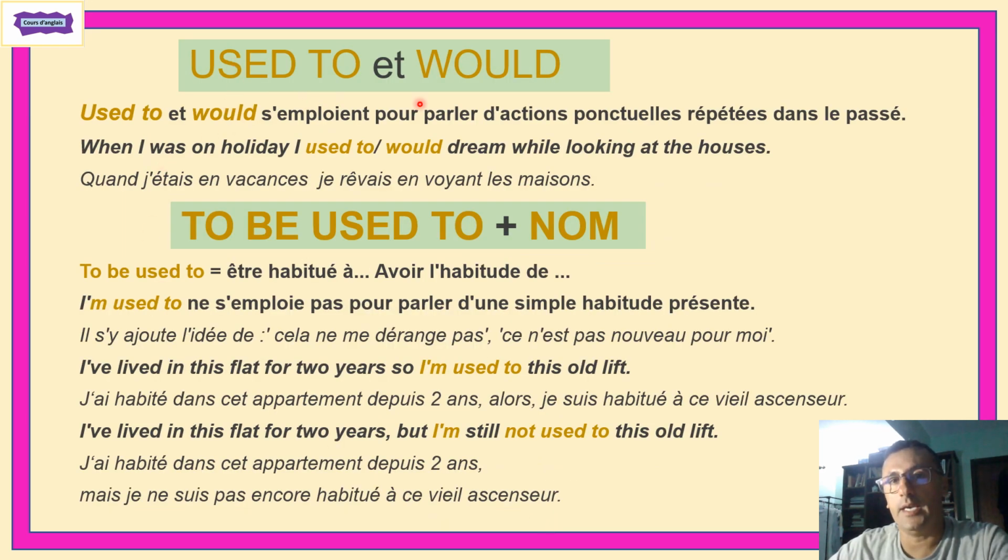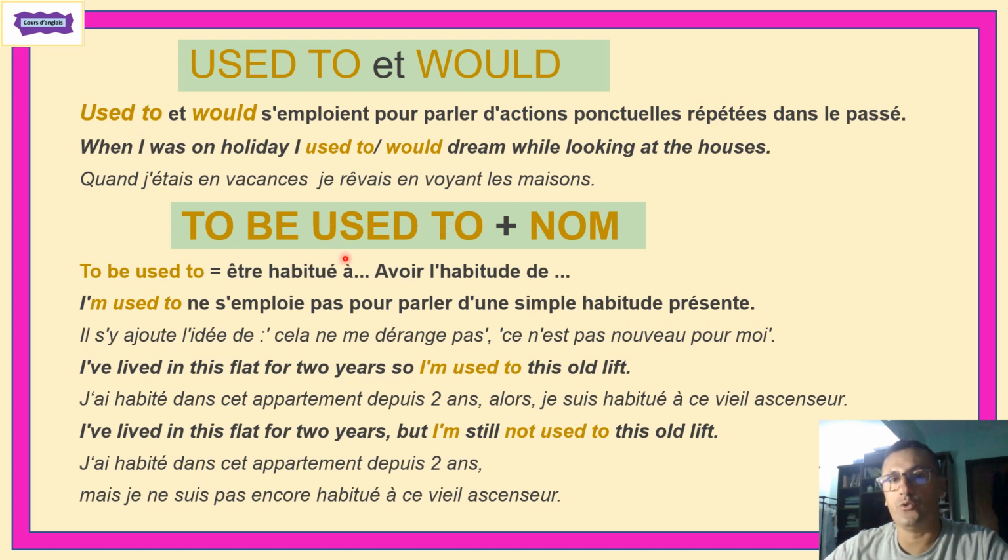Used to et would s'emploient pour parler d'actions ponctuelles répétées dans le passé. Par exemple, when I was on holiday, on peut dire I used to dream while looking at the houses, ou bien when I was on holiday, I would dream while looking at the houses. C'est-à-dire en français, quand j'étais en vacances, je rêvais en voyant les maisons.